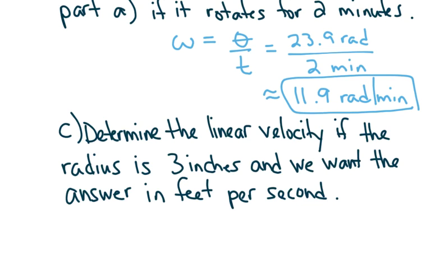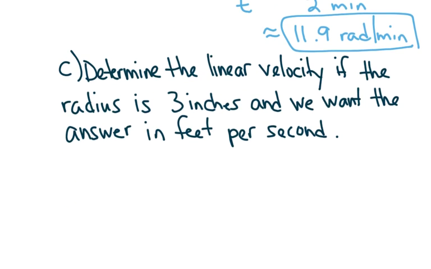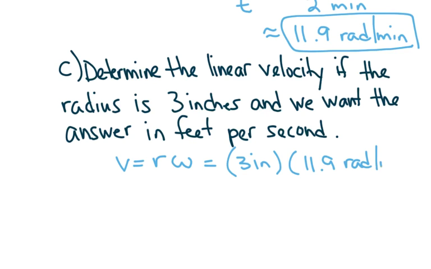Determine the linear velocity if the radius is 3 inches and we want to answer in feet per second. Okay, so linear velocity is r times omega. So if you know the number of inches, remember this is 3 inches, let's do this, 3 inches, times the angular velocity, which is 11.9 radians per minute. When you multiply these together, you're going to get inches per minute. So you're going to get 35.8 inches per minute.